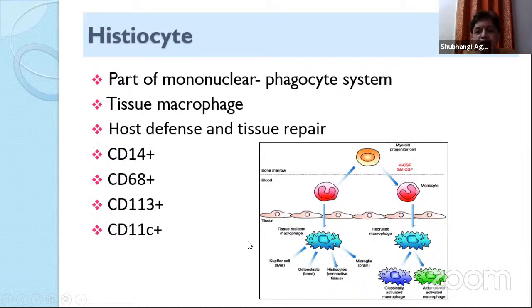So I will be speaking of histiocytic disorders of the bone marrow. The histiocyte is usually CD14 positive, CD68 positive, CD113 positive, and CD11 positive. This immunophenotype differentiates it from other cells such as Langerhans cells and dendritic cells, which we have to keep in mind because they also come in the histiocytic disorders.